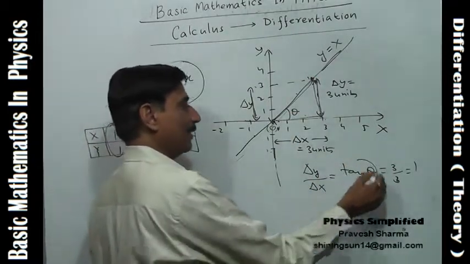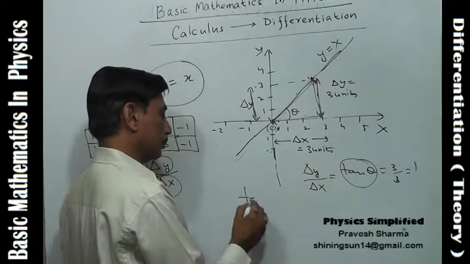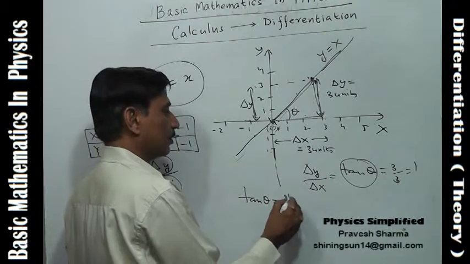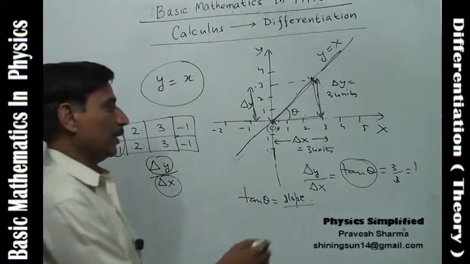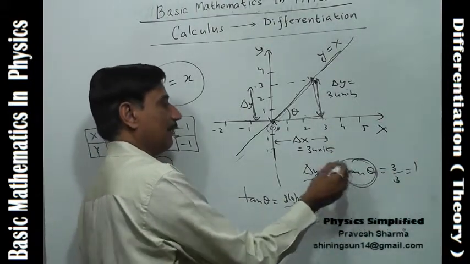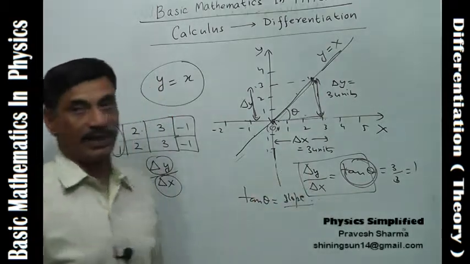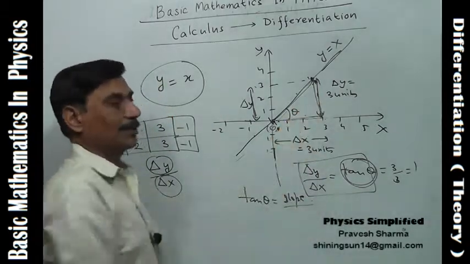So slope, tan theta is what's called slope. Tan theta is the slope of the function in this case. And slope in this case is going to be 1. So when we say tan theta is delta y by delta x, we are primarily finding the slope of the function.